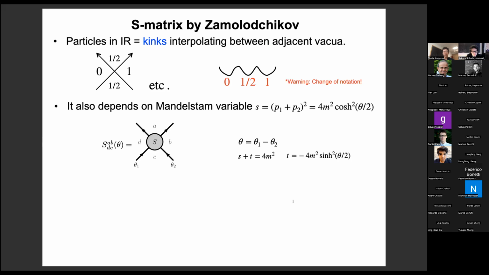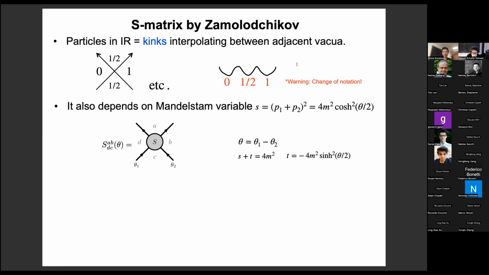In this flow, particles in the IR are kinks interpolating between adjacent vacua. Here I switched the notation. Previously I was denoting the vacua plus, minus and 0. But to make it consistent with the notation in the literature, from now on I'm going to denote them 0, 1/2 and 1. The important point is that the kinks interpolate between adjacent vacua. So this configuration is allowed, but you cannot put 0 and 1 here, for instance, because there is no stable particle like that.